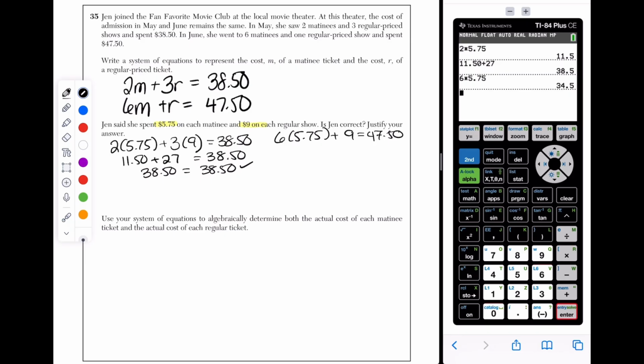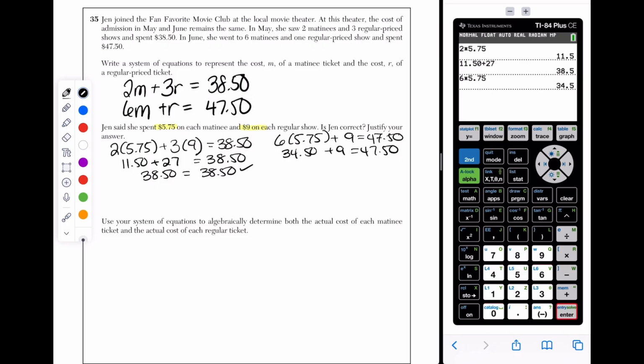Okay, let's do the next equation. 5.75 times 6 is $34.50, plus 9. So $34.50 plus 10 would be $44.50. I'm only adding 9, so that makes this $43.50, which is not equal to $47.50. Okay, so is Jen correct? No. Jen is incorrect.